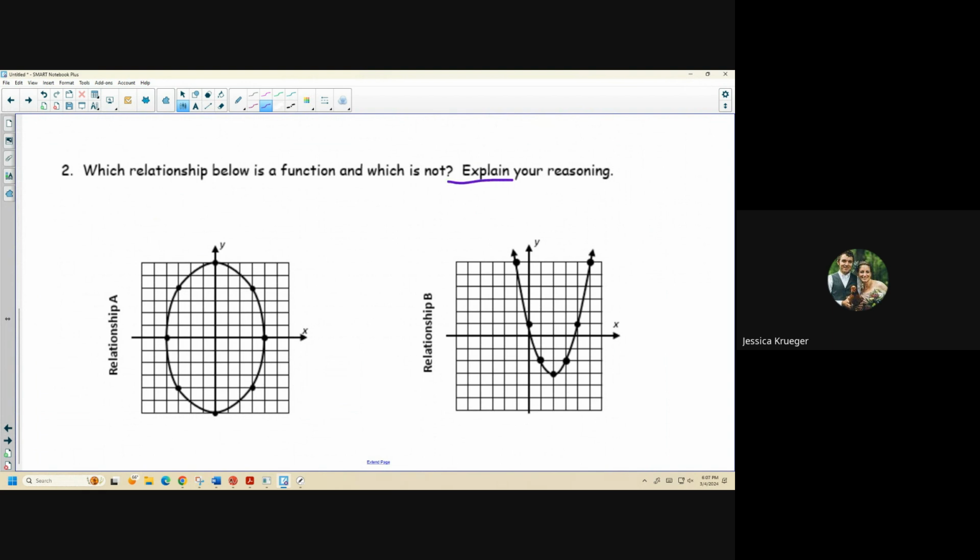Explain your reasoning, okay? So if I look at relationship A, if I draw a vertical line through this, it hits the function more than once. So relationship A is not a function. It fails the vertical line test. Relationship B, if I draw a vertical line and then move that vertical line along my function, it never hits the function more than once in any given spot. So relationship B is a function. It passes the vertical line test. Each input maps to exactly one output.